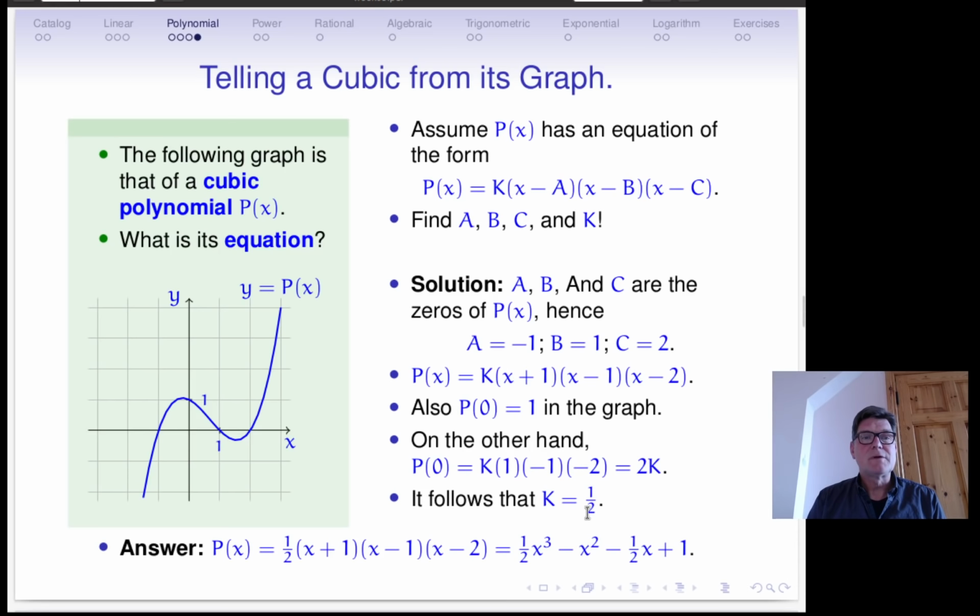Putting everything together, p of x now is 1/2 times the factors we found earlier, x plus 1, x minus 1, x minus 2, and if you multiply that out, you get a polynomial representation of this as half x cubed minus x squared minus half of x plus 1. That's it for the polynomials. The next video will be about power functions.